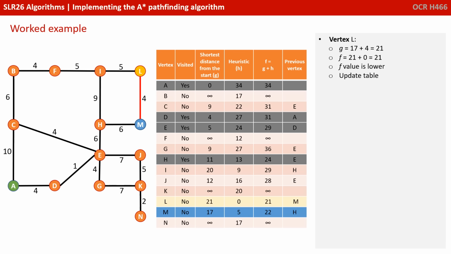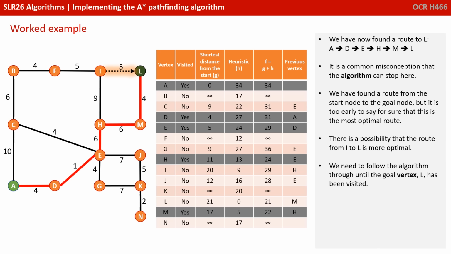Okay, so vertex L has a G value of 17 plus the edge value of 4, 21, plus the heuristic of 0, because obviously this is the goal node, so the total F value is 21. This is lower than what's in the table, so we update it. Vertex M has now been visited, so we update the table to reflect this. We have now found a route to L. It goes A, D, E, H, M, L.